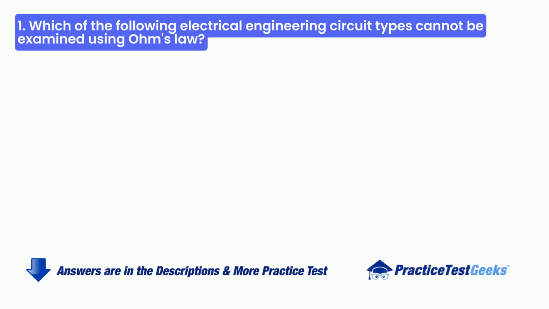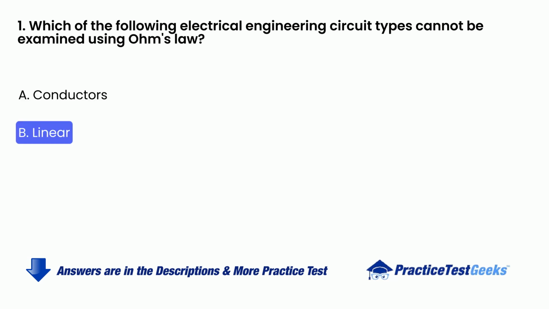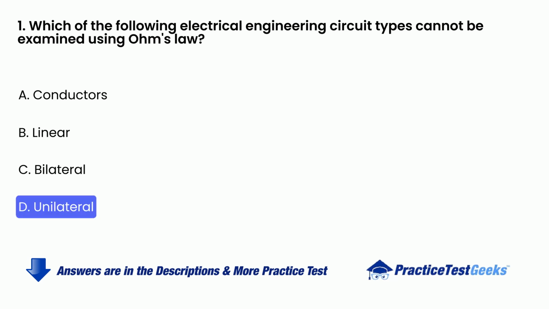Which of the following electrical engineering circuit types cannot be examined using Ohm's law? A. Conductors. B. Linear. C. Bilateral. D. Unilateral.